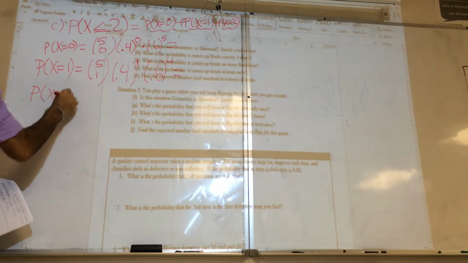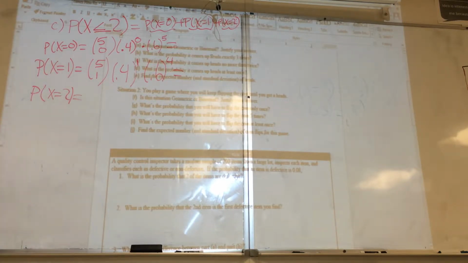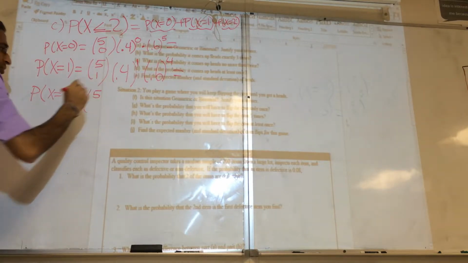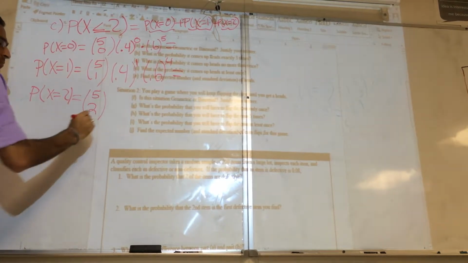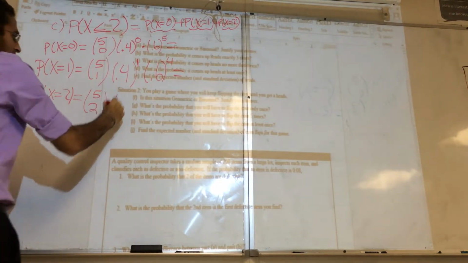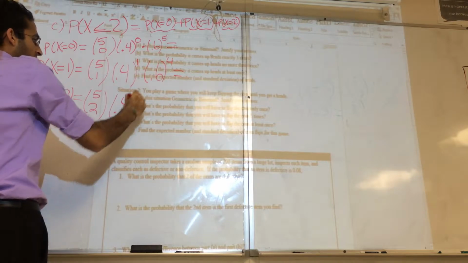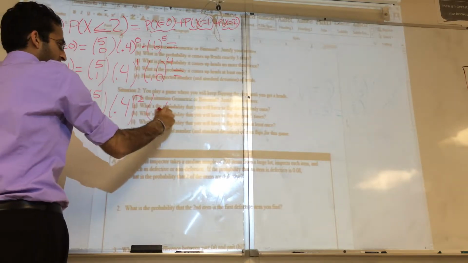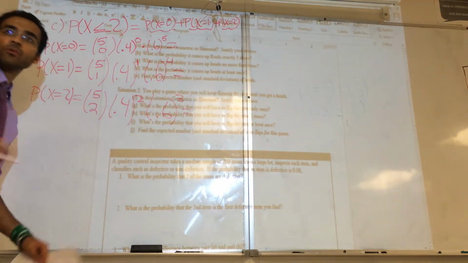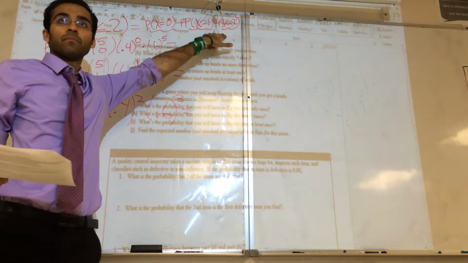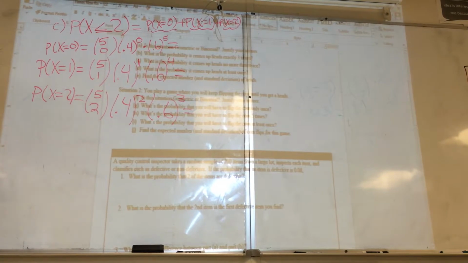that X equals 2. Well, the probability that X equals 2 is, again, there are 5 options. We only want 2 of them. And we want to succeed twice. And we want to fail 3 times. And so these will be 3 numbers. Then we just add them all up. Let's go ahead and do that.